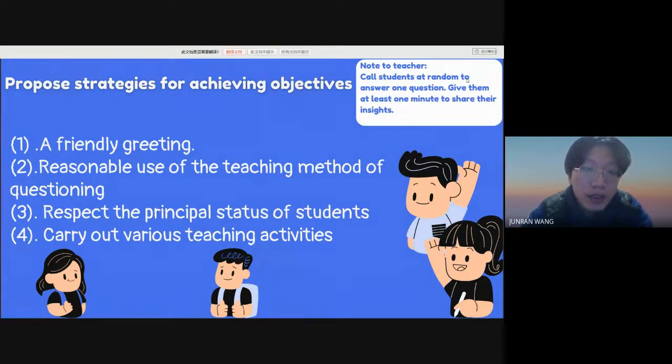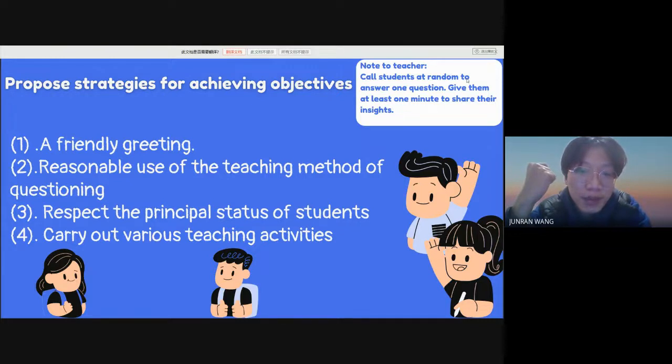Propose strategies for achieving objectives. There are suggestions. First, a friendly greeting. Second, responsible use of the teaching method of questioning. Third, respect the principal status of students. And last, carry out various teaching activities.